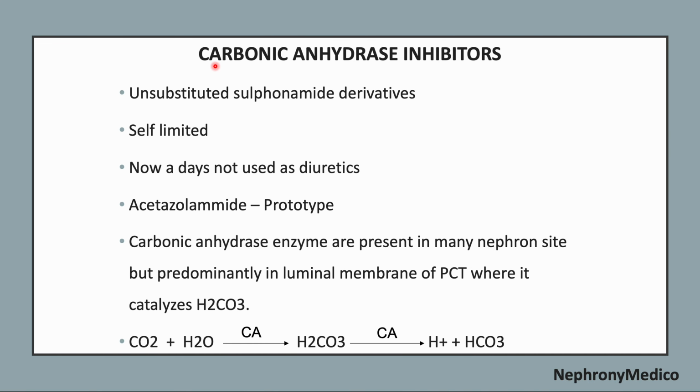Now, let's talk about carbonic anhydrase inhibitors. These are the unsubstituted sulfonamide derivatives and are self-limited. These are nowadays not used as diuretics, and the prototype is acetazolamide. The carbonic anhydrase enzymes are present in many nephron sites but predominantly in the luminal membrane of the proximal convoluted tubule, where it catalyzes H2CO3. Now this is the reaction.